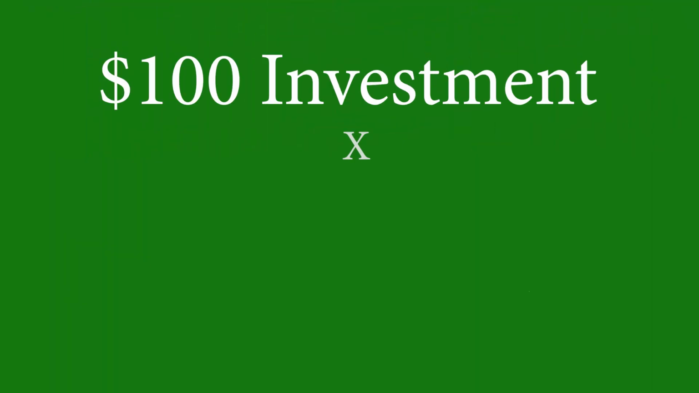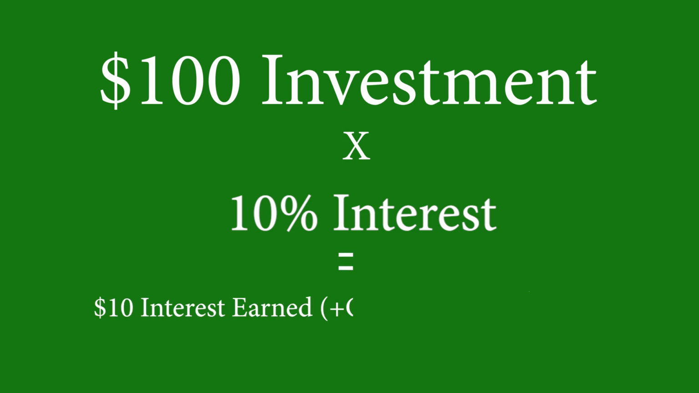For example, a $100 investment that earns 10% per year will earn $10 in interest after 1 year, in addition to the original $100 amount. In the same way, borrowing $100 at 10% interest means you're going to have to pay back $110 after 1 year. So you can see that interest can either work for you or against you depending on your situation.